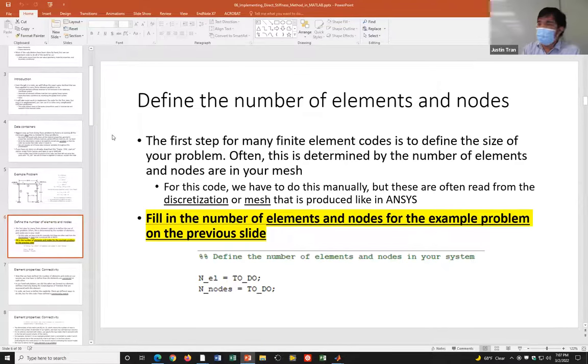Okay, maybe I'll just do this mode just because it's easier to switch. All right. And the reason we're doing this is because a lot of the data containers and a lot of the other variables that we're going to specify depend on the number of nodes and the number of elements that we have.